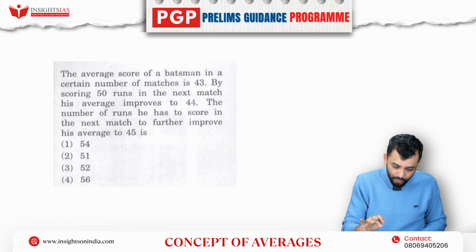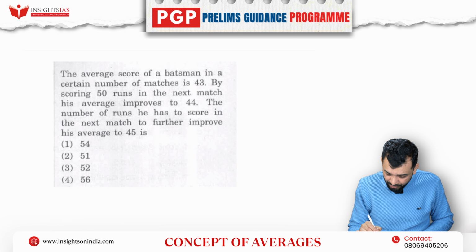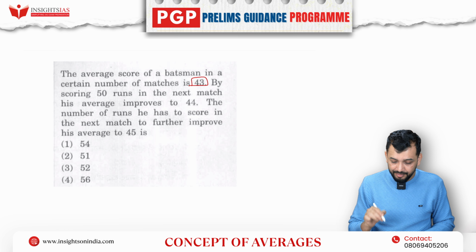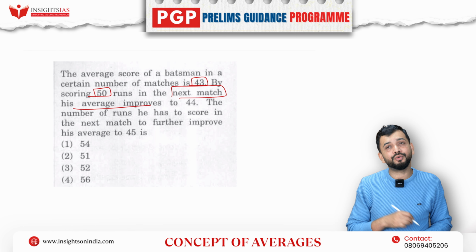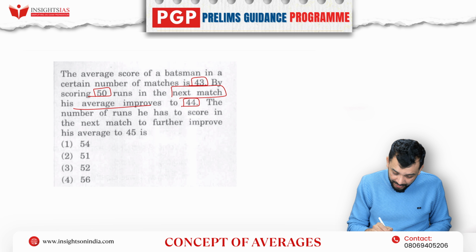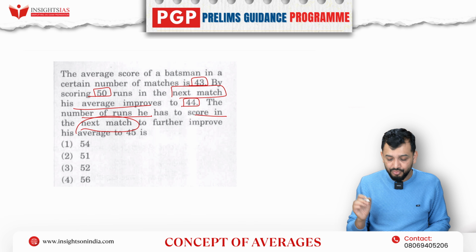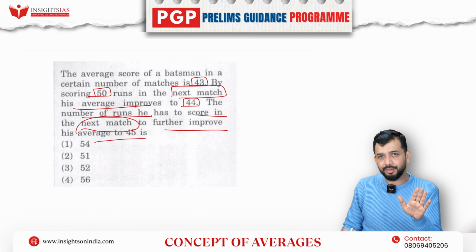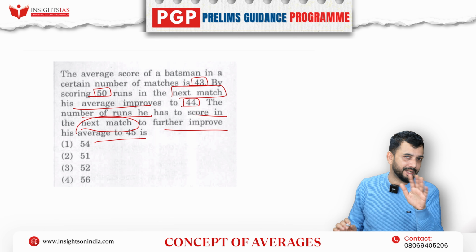The average score of a batsman in a certain number of matches is 43. By scoring 50 runs in the next match, his average improves to 44. What is the number of runs he has to score in the next match again to further improve his average to 45? Right? Now, I will do it with only one method, that is the visualization method. I will not go with the traditional method.